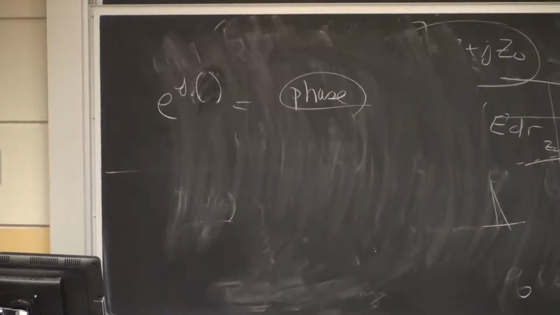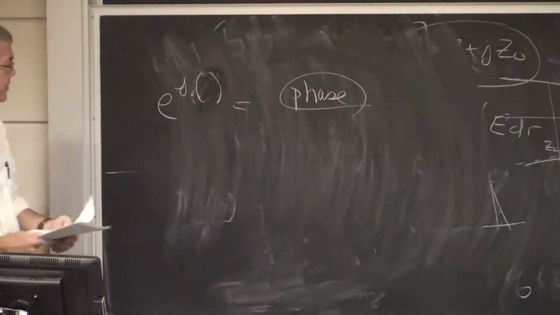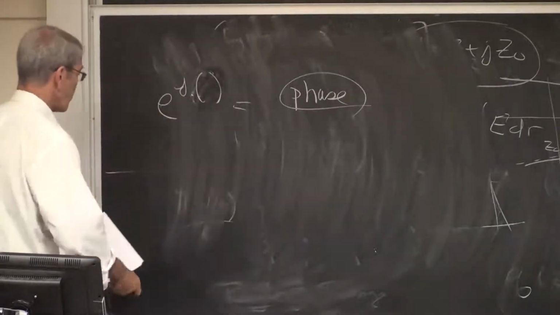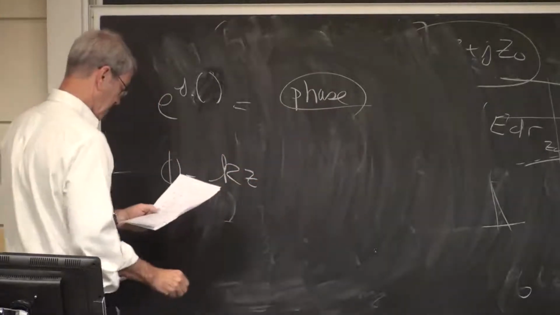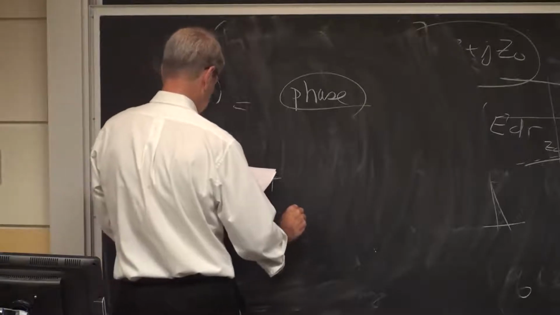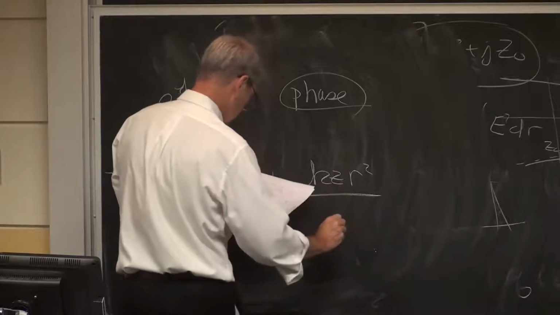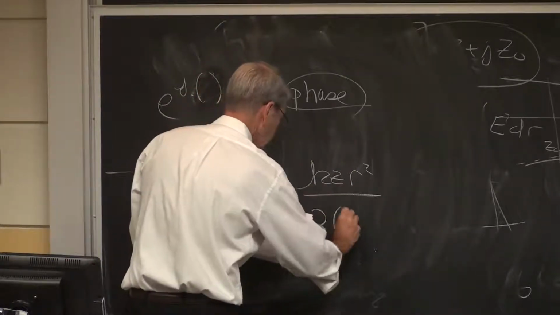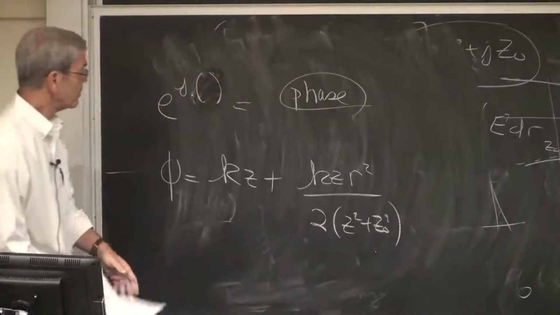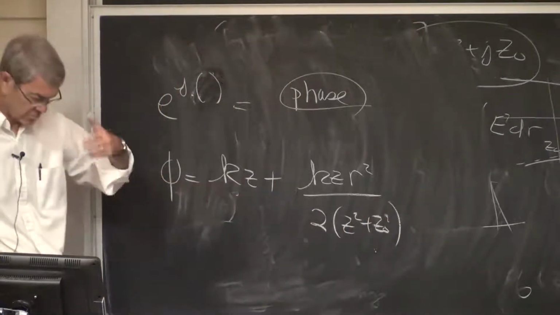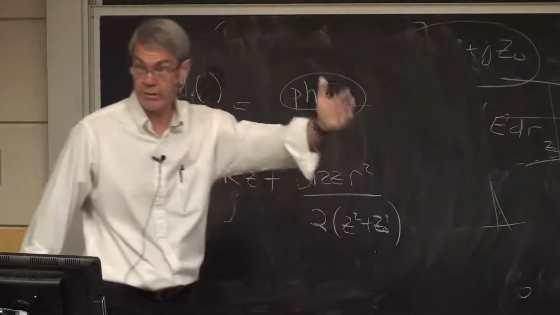If we play with this, we see that the phase of the beam as it propagates is going to be kz plus kz r squared over 2 times z squared plus z naught squared. So this is just a plane wave. It's just going along, accumulating 2 pi over lambda radians per unit length as it travels along.